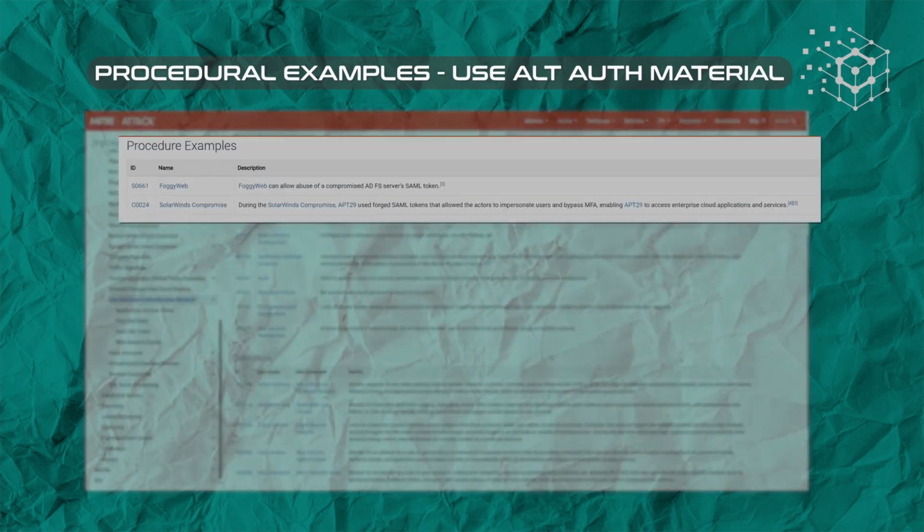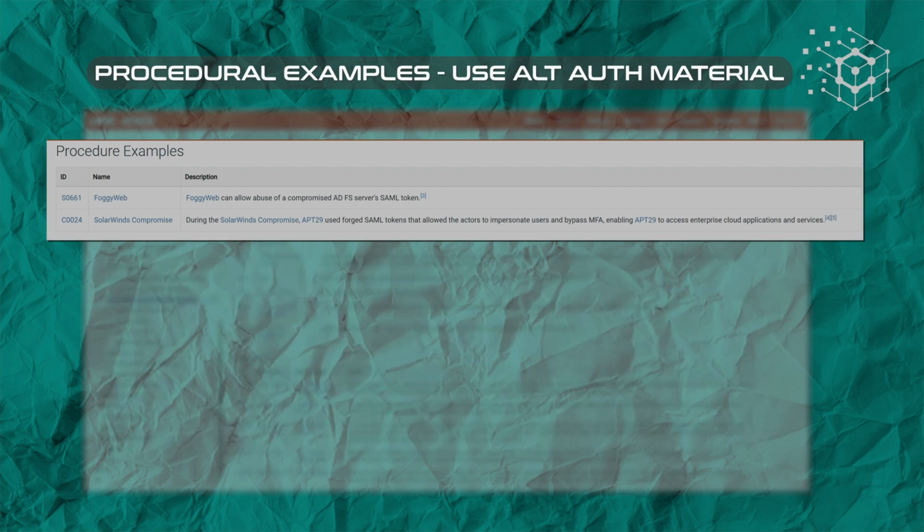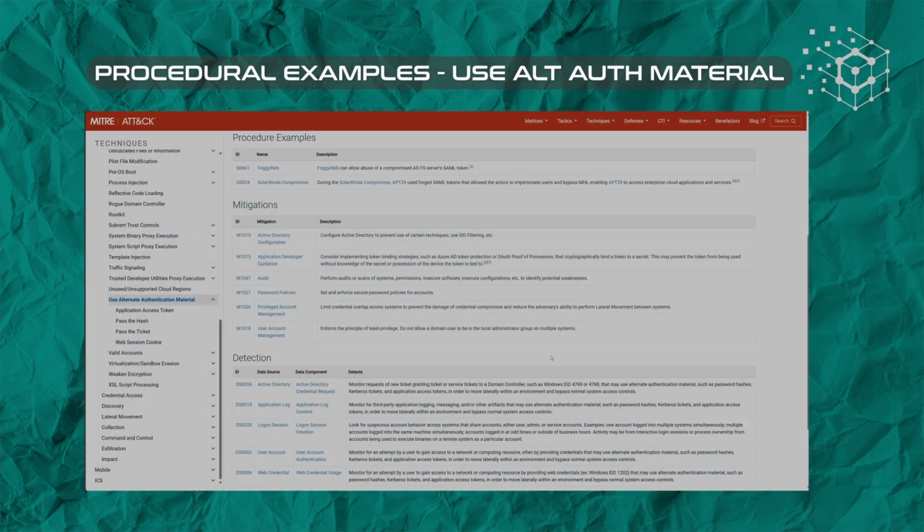There have been multiple cases in which multi-factor authentication has been hijacked, one of which is by APT29, a Russian APT group that commonly compromises Security Assertion Markup Language, a form of web authentication tokens. Another use case is the Uber compromise of 2022, which started from an attacker spamming an end user with authentication pushes that the end user eventually accepted. The attacker was then able to execute scripts to escalate their privilege and complete a full compromise of Uber.